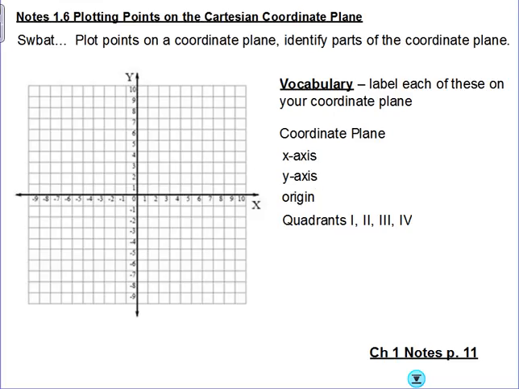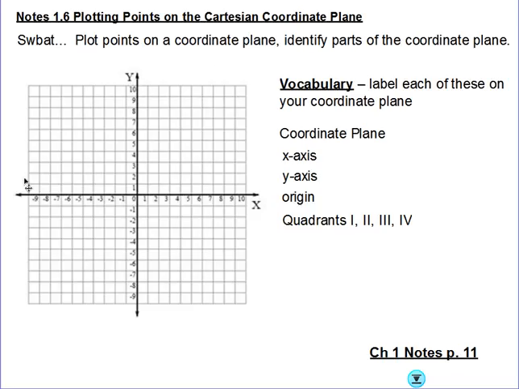Alright, so we are going to talk about plotting points on the Cartesian coordinate plane. I'm sorry you can't be there today, but I thought this might be a way that you can keep going, and we'll come back to the 1.4 stuff with histograms that we need to answer some questions on when I get back on Monday. Alright, so first of all, we're going to talk about vocabulary.